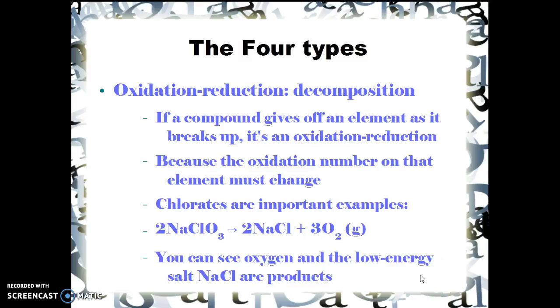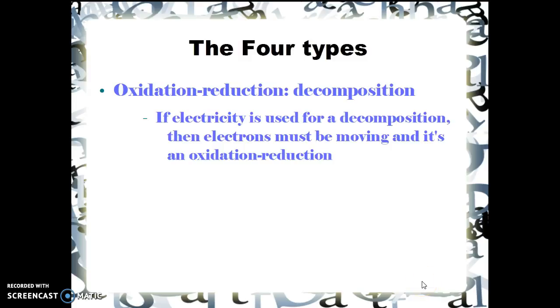So within this compound you see oxygen and the low energy salt sodium chloride, but you also see that the oxidation numbers are changing, and you're not getting off a compound here, you're getting off an element from a compound. So it must be a decomposition, and we see that the products are very predictable, the low energy sodium chloride and the slightly high energy oxygen gas. Now, if electricity is used for a decomposition, then electrons must be moving, and therefore it's an oxidation-reduction reaction. And most of the time you get elements out of it.